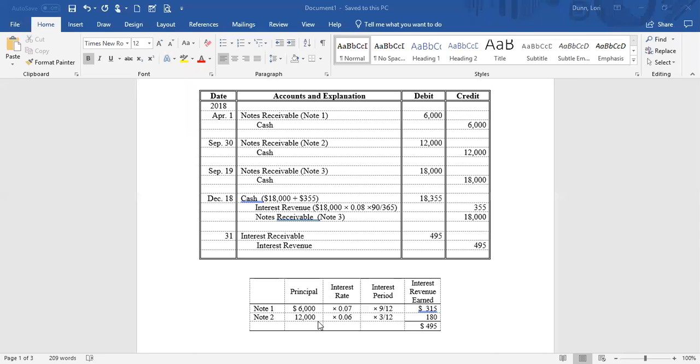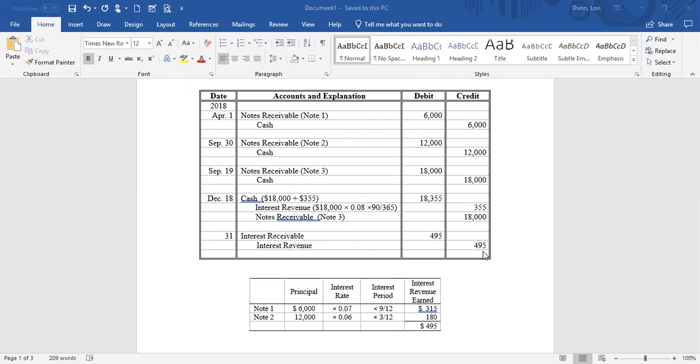Note 2 will do the same thing. $12,000 principal times 6% interest rate. How many months of interest have occurred from the day the loan began through December 31st? October, November, and December. So 3/12 or $180. So we add those two amounts together and we credit interest revenue on December 31st. Since we're not receiving the cash related to that interest until next year when the loan matures, we debit interest receivable until the day we get the cash back. So this is an accrued revenue.